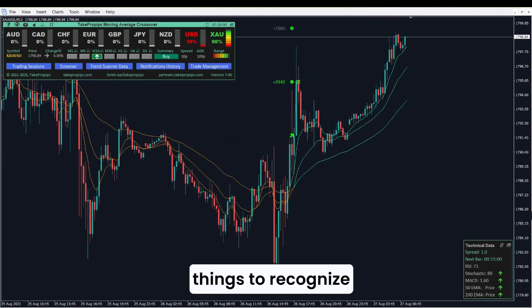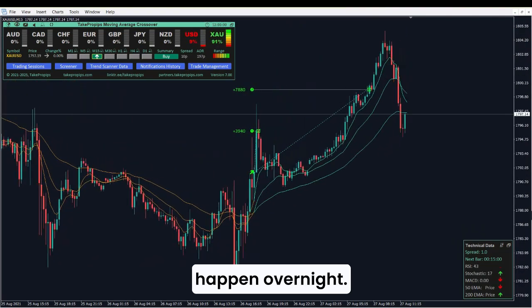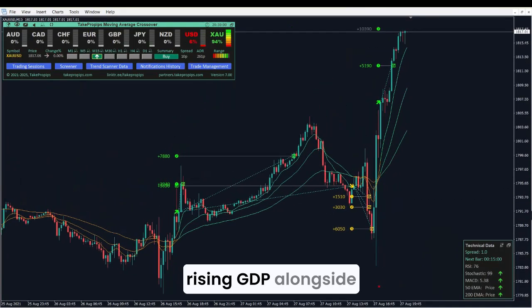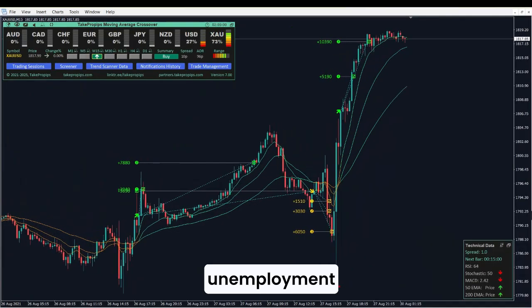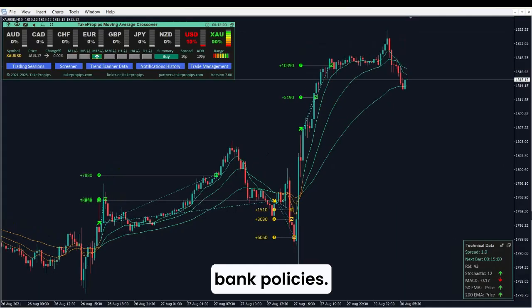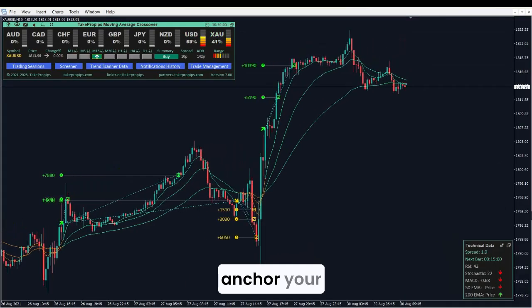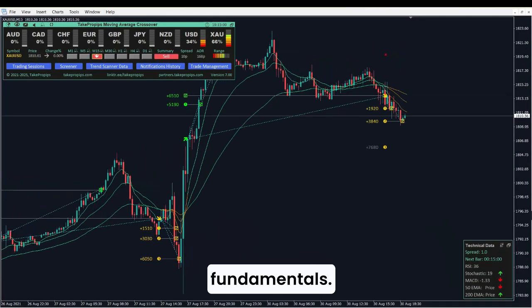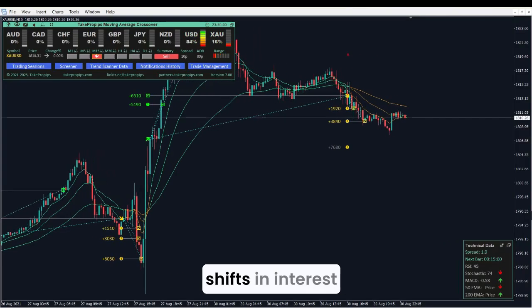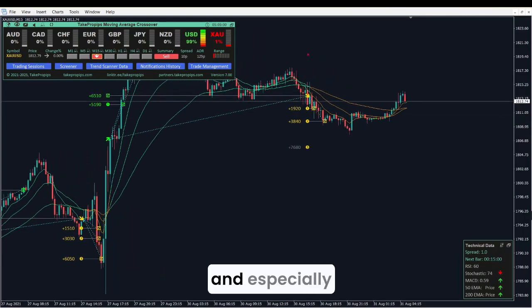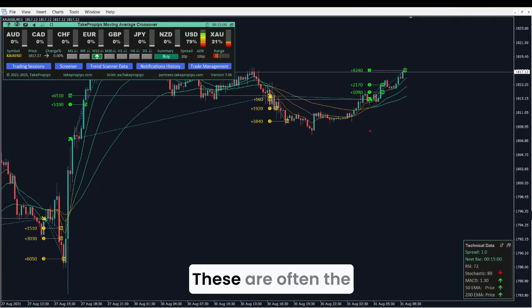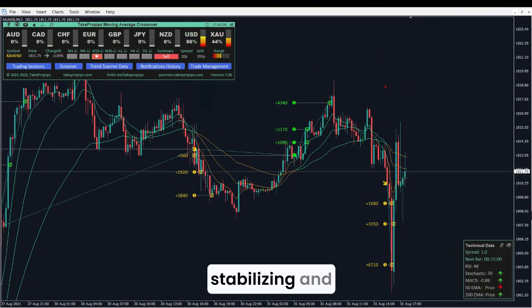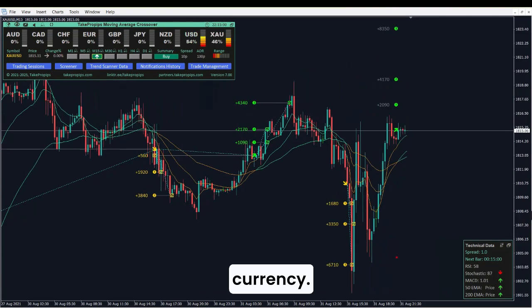One of the first things to recognize is that recoveries don't happen overnight. They often come with mixed economic data. You might see rising GDP alongside persistent unemployment or cautious central bank policies. That's why it's important to anchor your trading strategy to a reliable analysis framework, starting with fundamentals. Watch closely for shifts in interest rates, inflation numbers, and especially employment reports. These are often the first indicators that a country is stabilizing and potentially strengthening its currency.